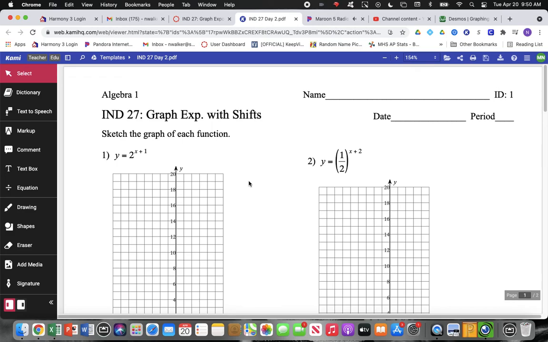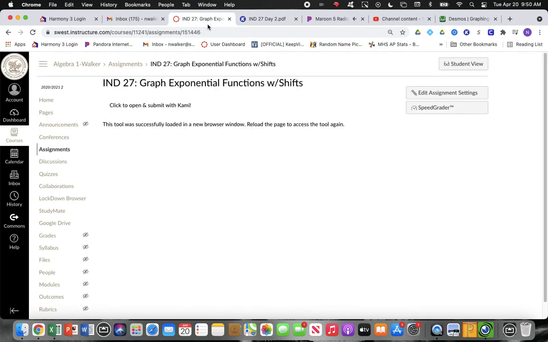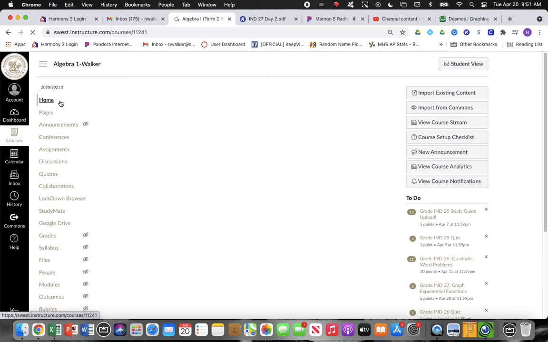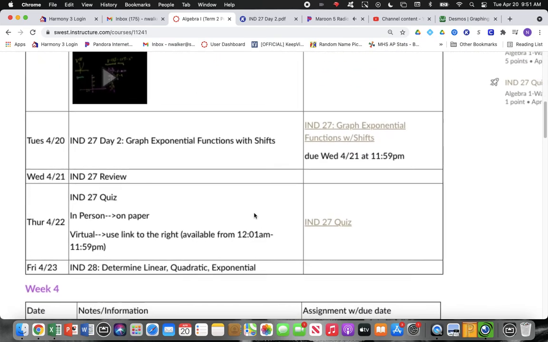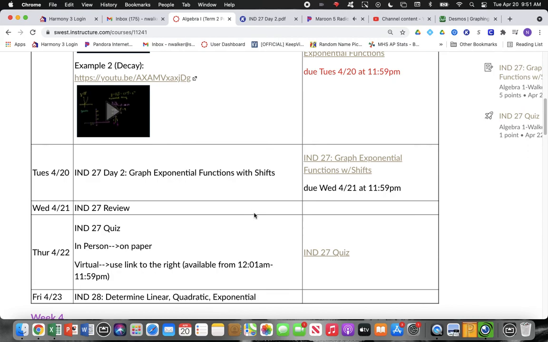And this is the last lesson. Indicators 27 is super short. So I do want to let you guys know that we are going to review tomorrow, and then the quiz on Thursday will be super short. So if you guys do have a quick question on Thursday before we start, we can do that. But if you have questions tomorrow, utilize the e-learning.